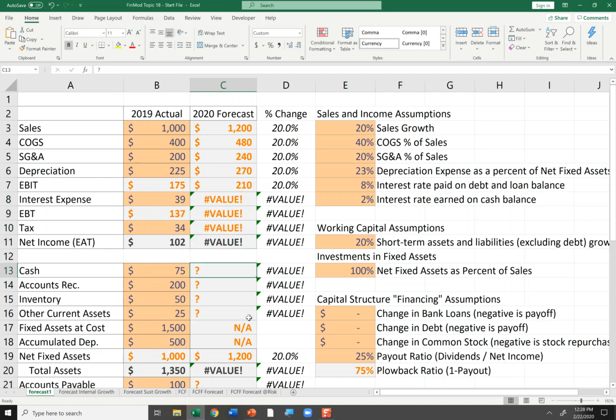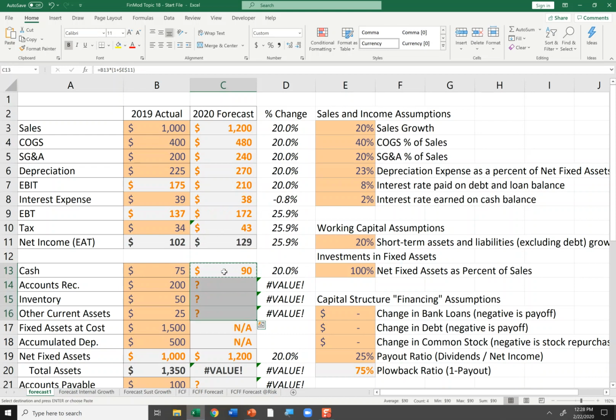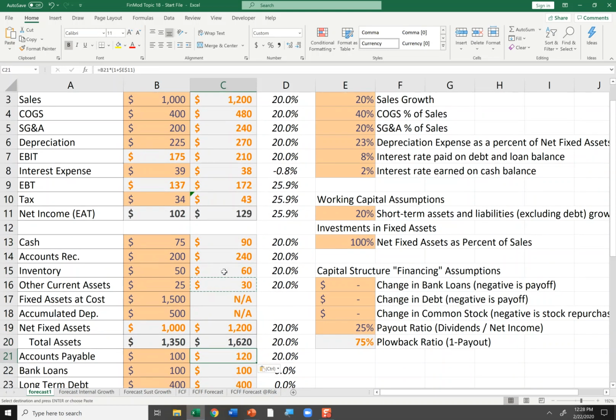So we're going to make an assumption that short-term assets and liabilities grow at 20%, which is the same assumption as for sales. So that's a common thing to do. So I'm going to have cash times 1 plus this new growth rate right here. I'm going to anchor that growth rate. And I'm going to copy that formula for receivables, inventory, other current assets. I'm also going to copy that formula for accounts payable. So now I have my current assets growing at 20%, just like sales.